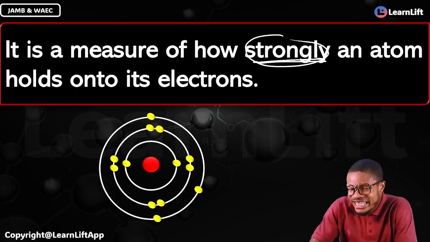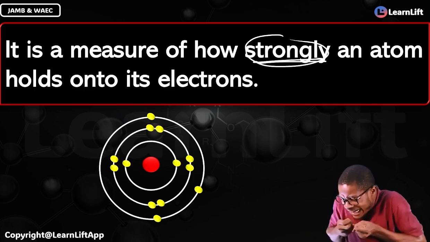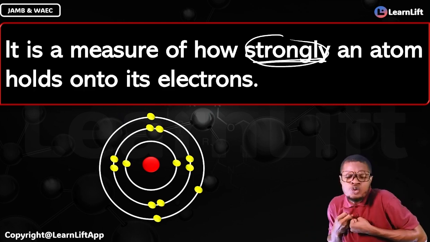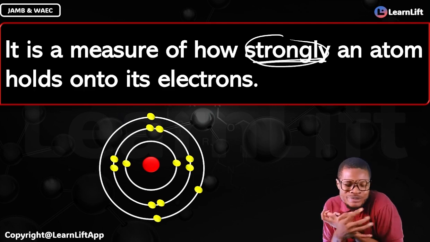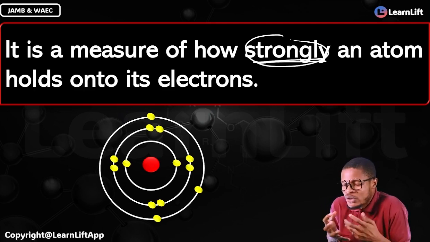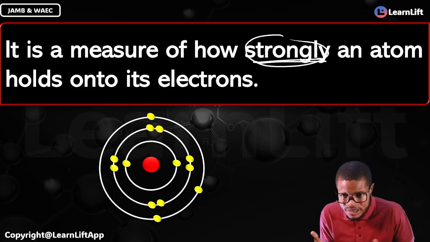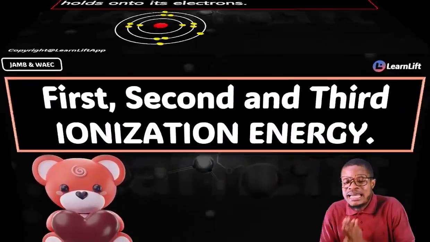So what is ionization energy? It is the measure of how strongly an atom holds onto its electrons. So the atom cherishes the electron. They don't want to lose it, so they are holding it tight. Does it make sense? If you get this very quickly with me, I'd like you not to forget this.